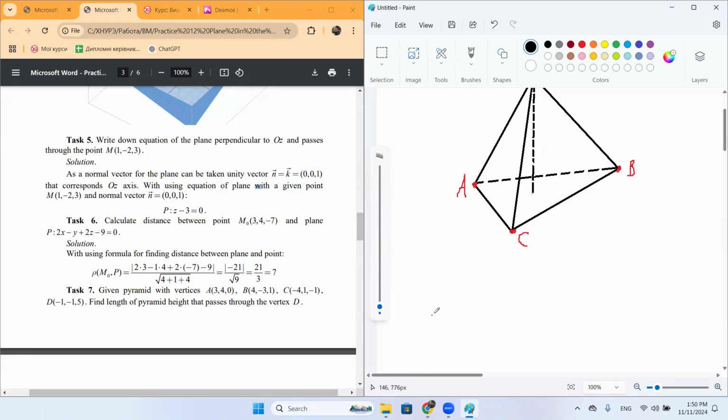So first of all, writing down the equation of the plane ABC. And how to write it down, which form do we have to use? Do we have everything for it?